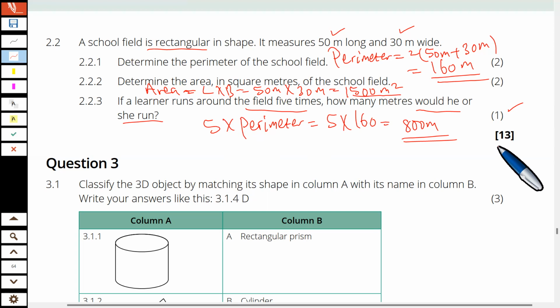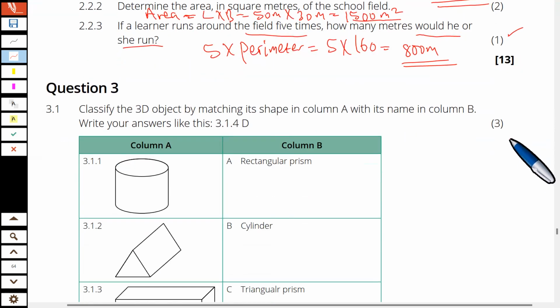Next question. If you run around 5 times around a soccer pitch, you are effectively doing what? You are multiplying the perimeter by 5. Okay, let's look at question 3 now.